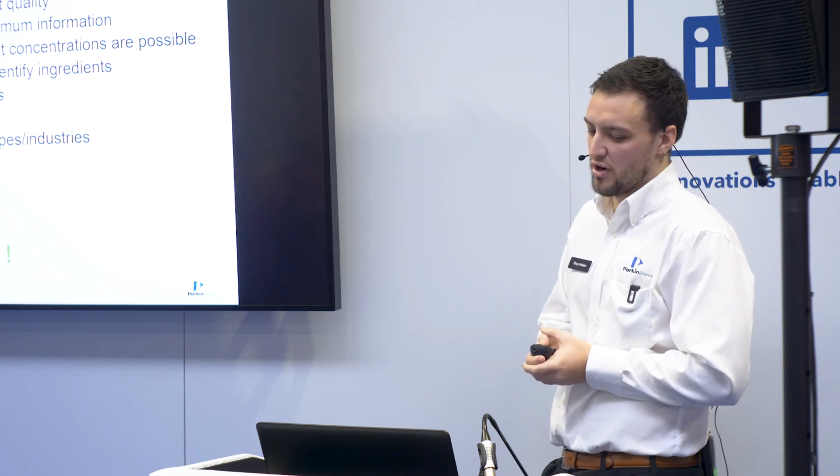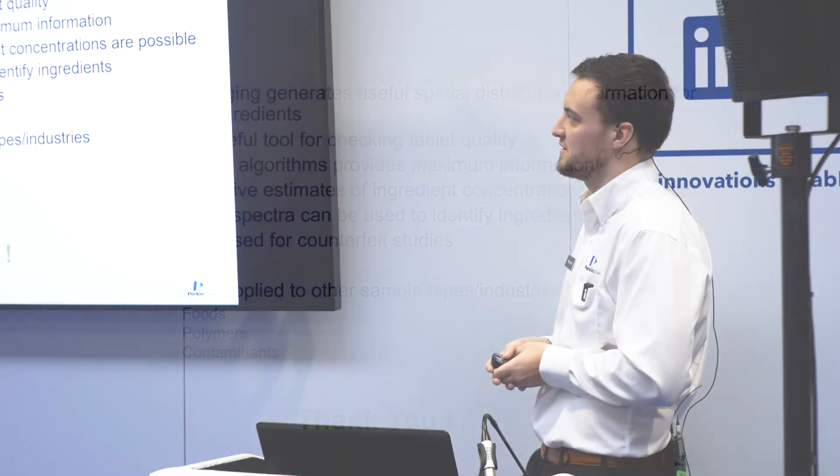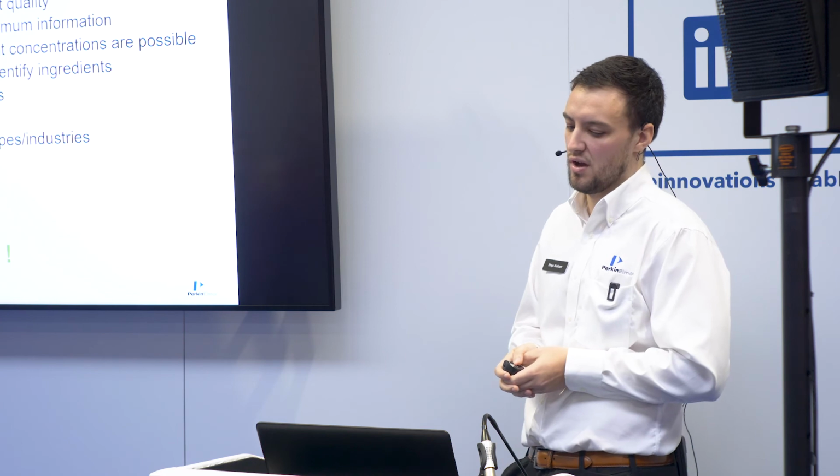So just in a summary, the near-infrared data that we get from imaging of tablets generates really useful spatial distribution information. And with this information, whether it be for a QA/QC environment or troubleshooting with counterfeiting, we can use a range of algorithms to make sure that your distribution is as it should be, but then also be able to use quantitative estimates on the ingredients as well as possible.